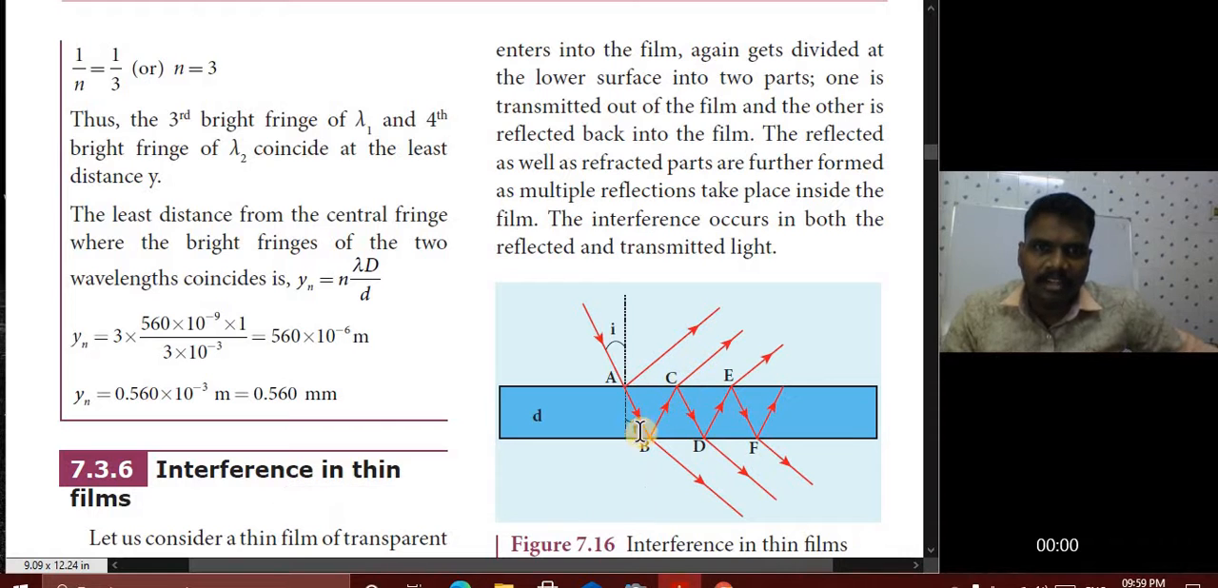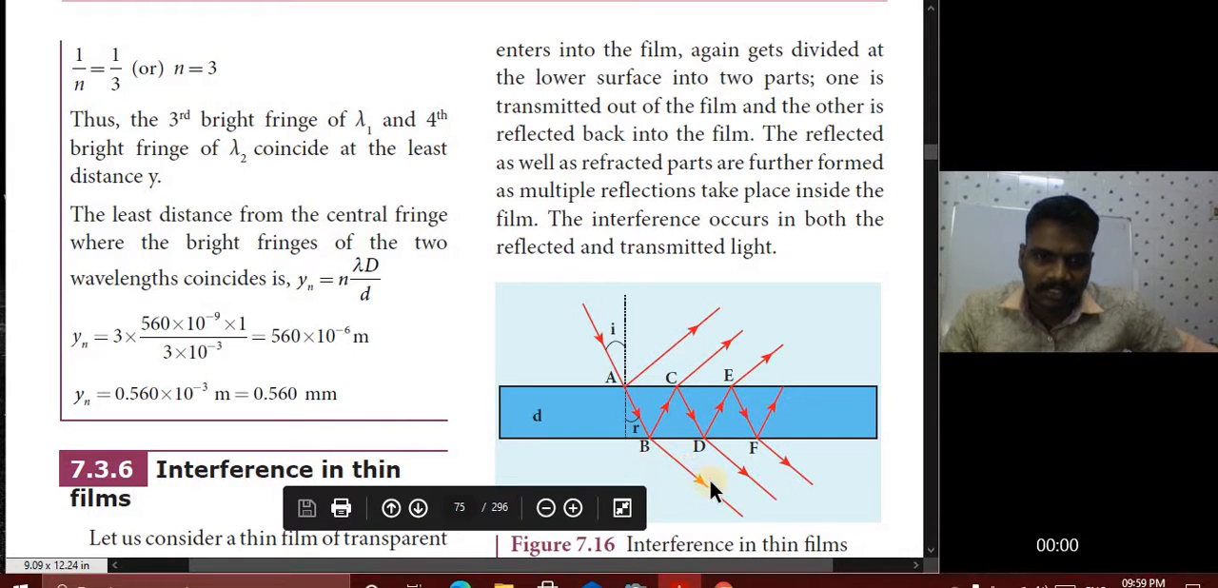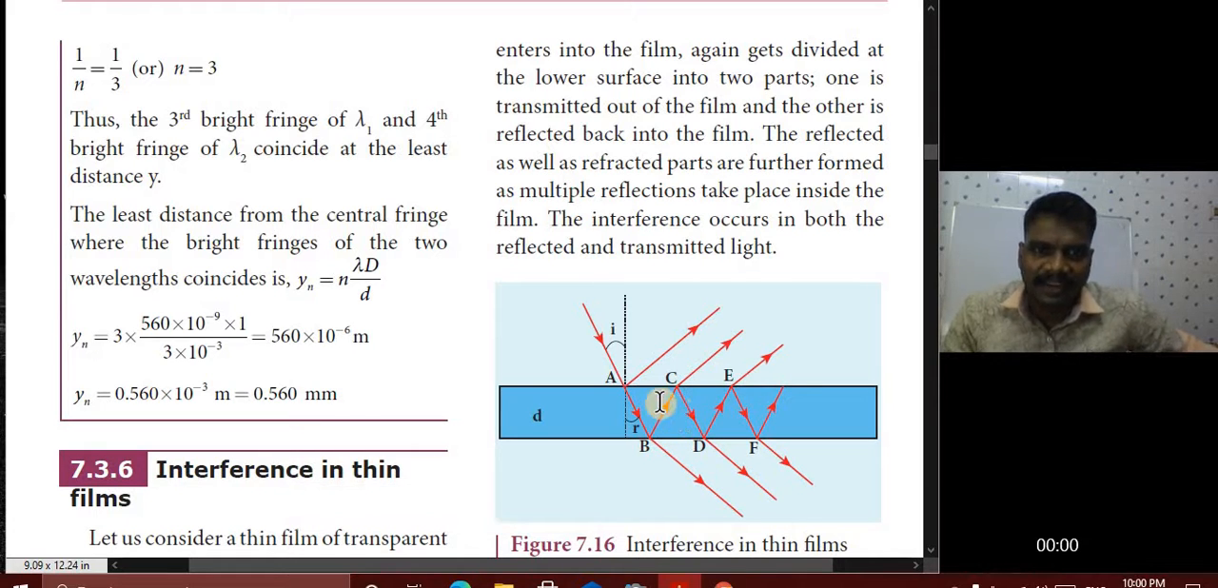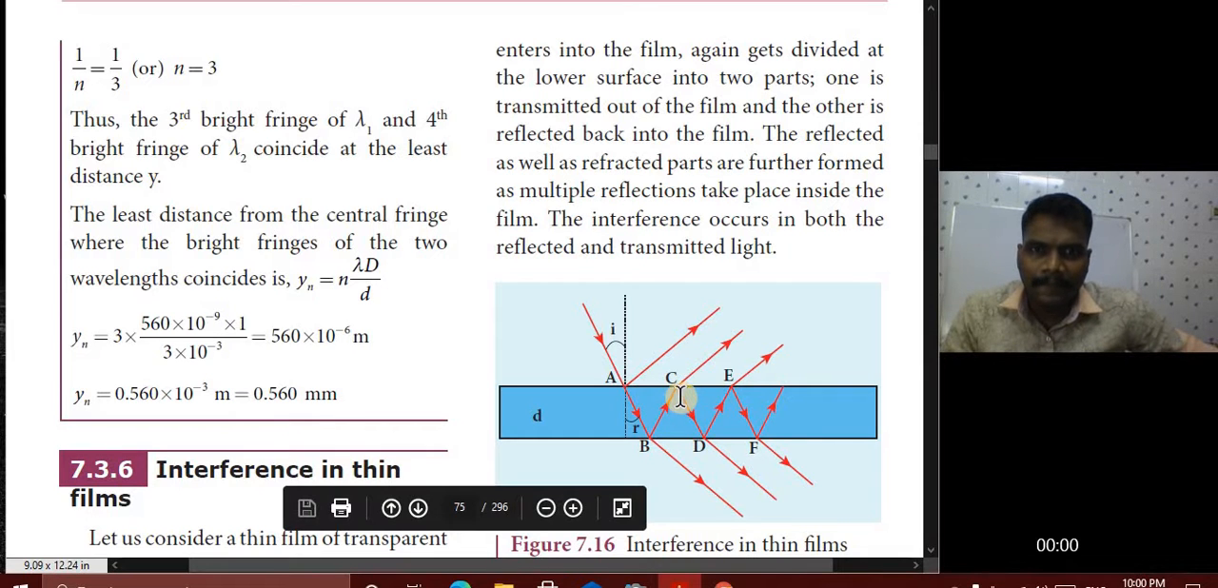One is transmitted out of the film, and the other is reflected back into the film. This is reflected, this is refracted. The reflected as well as the refracted parts further form multiple reflections. B to C, then C to D, then D to E, and E to F: multiple reflection takes place inside the film.